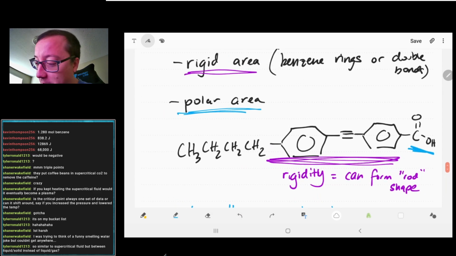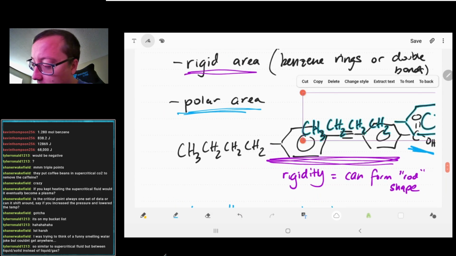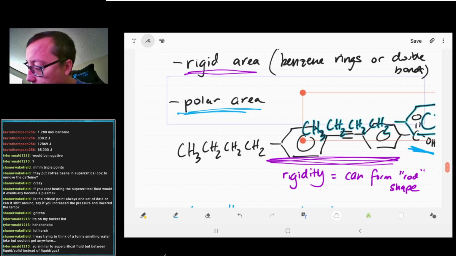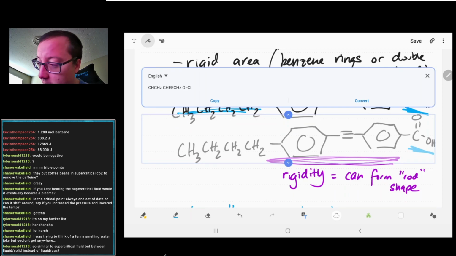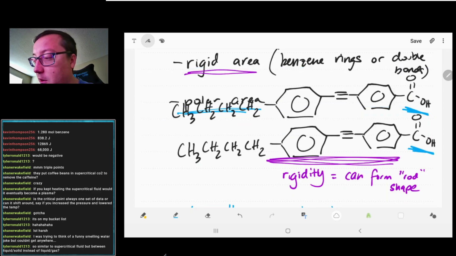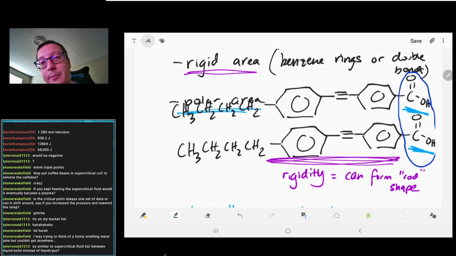If we had a second one, it's going to want to align the same way. So it's going to want to align itself so that it can have the polar bits interact with each other. So remember that the dipole-dipole interactions are happy. So we would want our polar parts to be next to each other. And so that's another important component there, if we want them to align together.